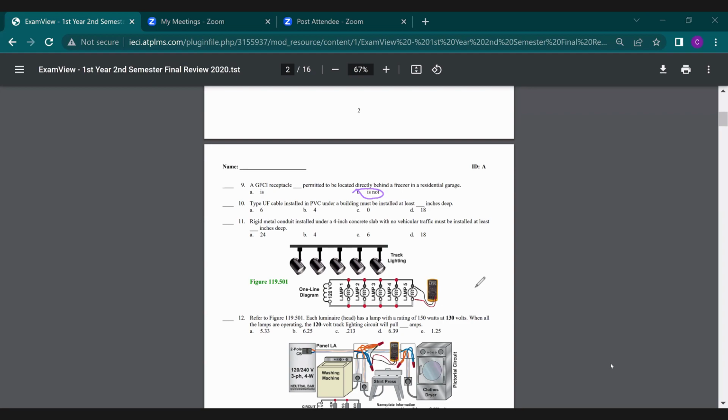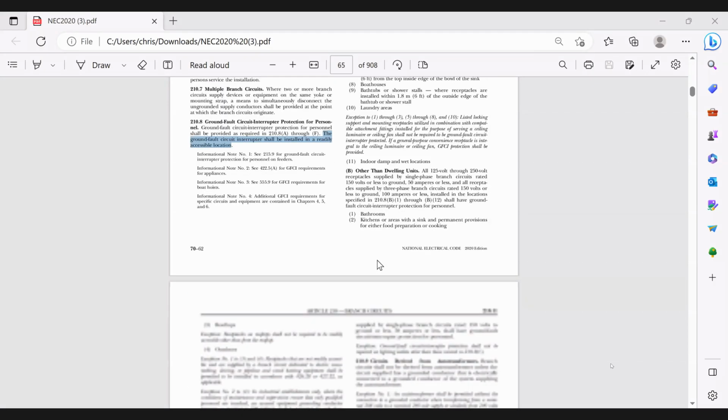Number 10, type UF cable installed in PVC under a building must be blank inches deep. If we're looking for a depth of a conduit, then we're going to be looking at cover requirements, 300.5. 300.5 is our burial depth or cover requirement section.